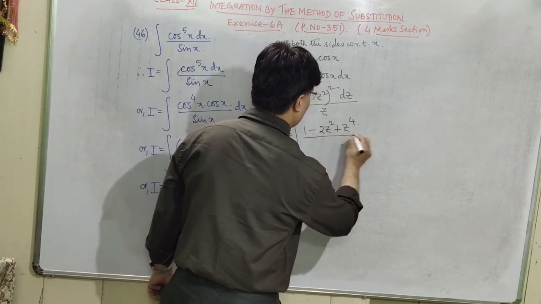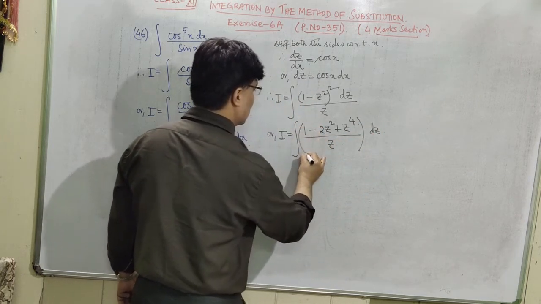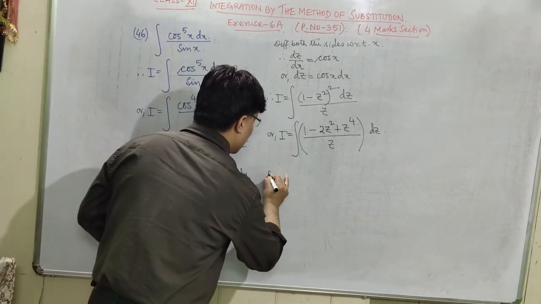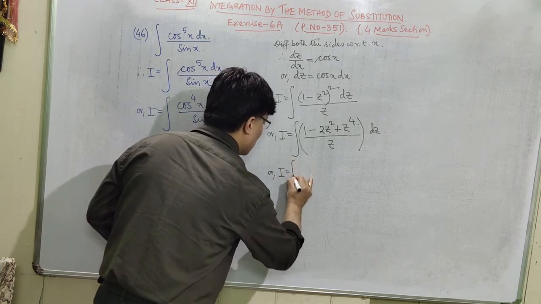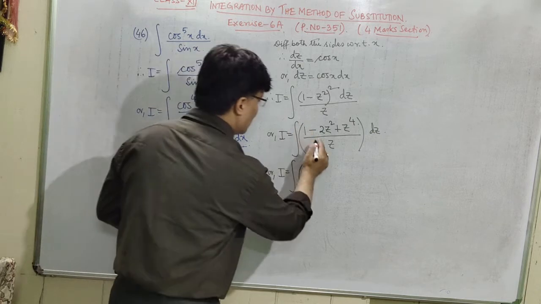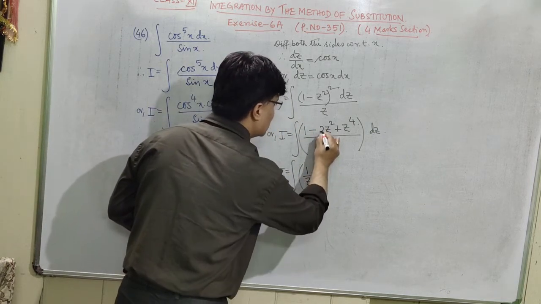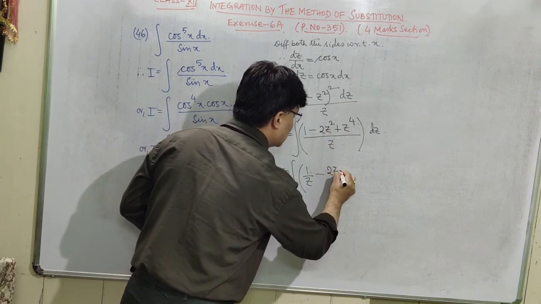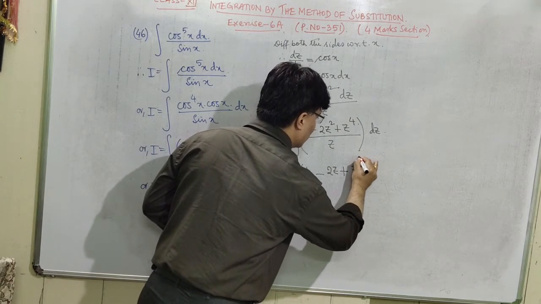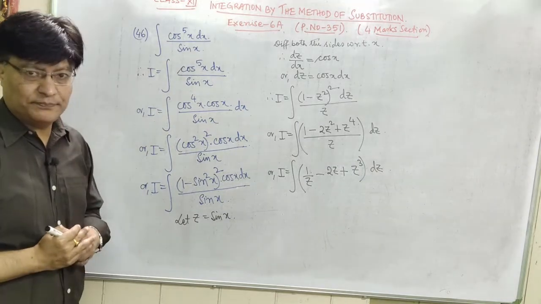So whole divided by, you should write here z. Then what do you write here? dz. So let us put it within bracket. Okay. So within bracket you can separate the term integral sign within bracket. How can you separate the term here? It is 1 by z. This is 1 by z, right? Minus 2z square upon z is 2z plus z to the power 4 divided by z is z cube. So we have simplified the term.